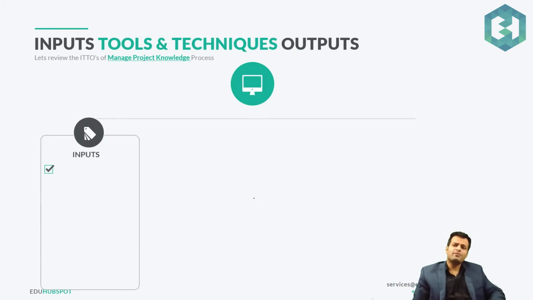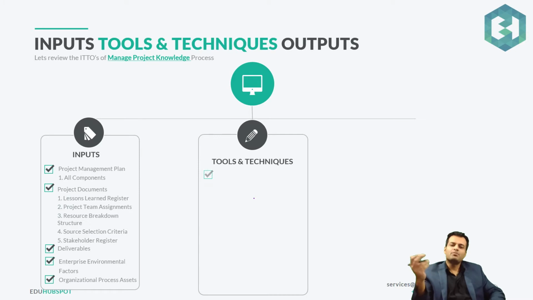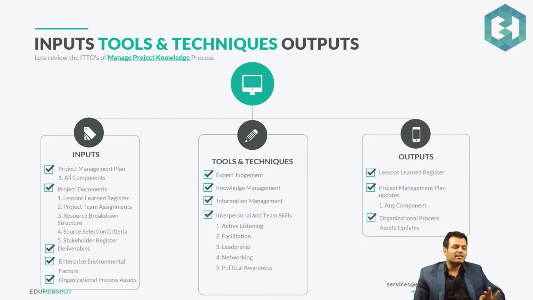So let's review the tools and techniques, inputs and outputs. For the inputs, we have the project management plan, then the project documents, deliverables, EEF, and OPA. For the tools, we have expert judgment, knowledge management, information management, and a few of the interpersonal and team skills. Pretty good information which we have not covered till now, so we will be discussing those today.